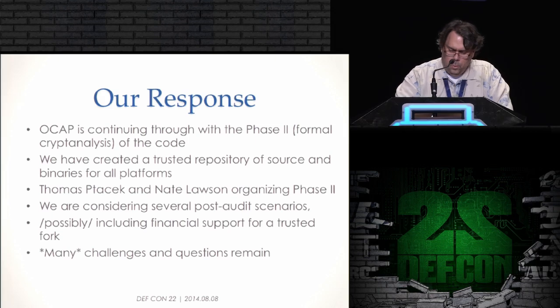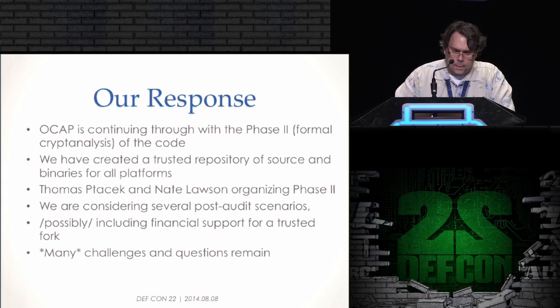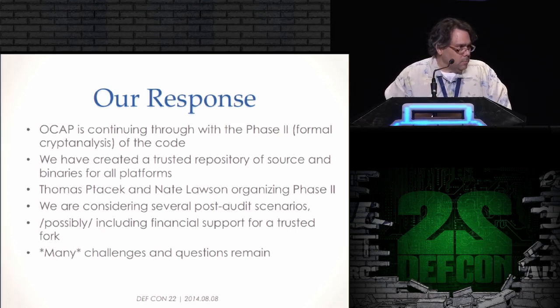So we've had a couple delays, and I was hoping to give a little bit more update on phase 2. But basically, Thomas and Nate are mentoring or organizing phase 2. That will be a formal cryptanalysis. That will be looking at the cipher chains, the random number generator constructions, and the protocol constructions and so forth. We've talked about several post-audit scenarios. What we can't do is support the development of a project that's a moving target.